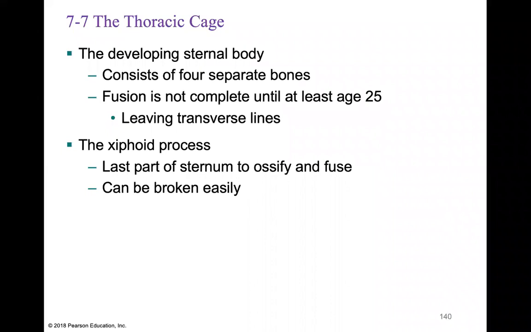The developing sternal body consists of 4 separate bones. Fusion is not complete until the age of 25. And the xiphoid process, this is the last part of the sternum to ossify and fuse. It can be broken very easily. And as I said, for most individuals, it will completely ossify around the age of 40 to 45. Okay, and that is our axial skeleton.